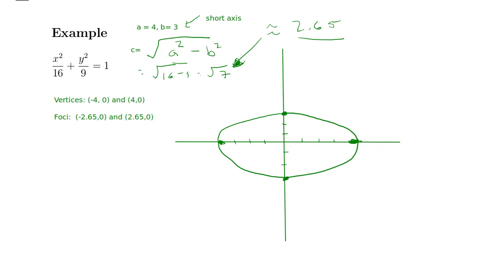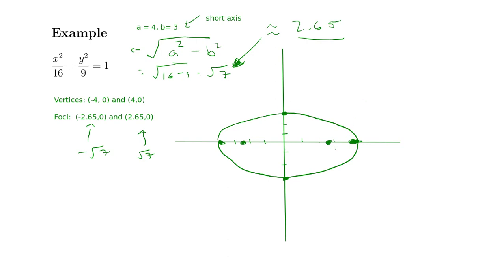But just for our own ease of plotting, so maybe I'll actually write that here. That's really -root 7, and that's +root 7. But I wanted to put the decimals in here so we could actually plot it. That's a little bit bigger than 2.5. So I'll say right there, and then right there. So that's our ellipse.